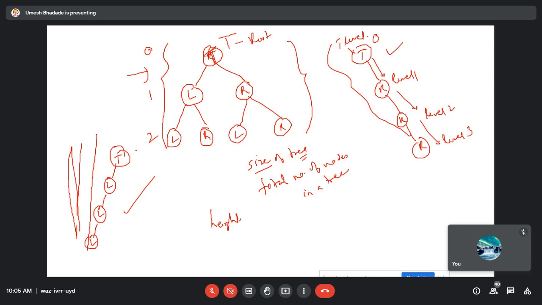Okay. What is the width of this? Width of the tree? 1, 2, 3, 4. Right? How many number of nodes are there in parallel, horizontally? Here the number of nodes are 1, 2, 3, 4. So in this case, the width will be 4. Right? So accordingly, you can remember the definitions of these kinds of terms. So height is there, width is there.